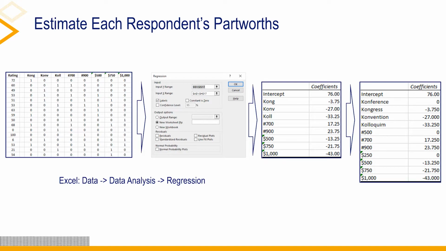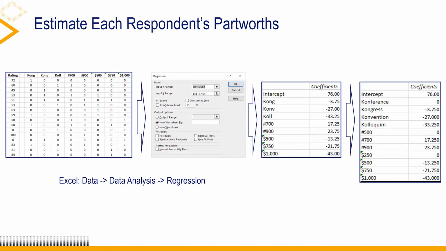We use regression to estimate the part worth utility of each attribute level. To set up the data, we leave out one level for each attribute. The left panel shows the data set with Conference, 500 capacity, and a price of $250 left out. We use Excel's regression tool to estimate the part worths. The second panel is the dialog box showing the commands. The third panel shows the coefficients estimated from the regression.